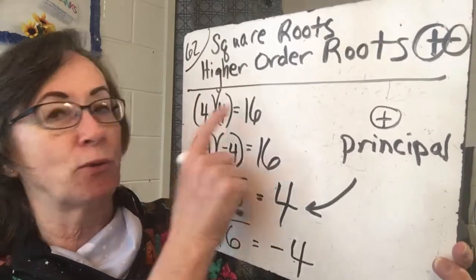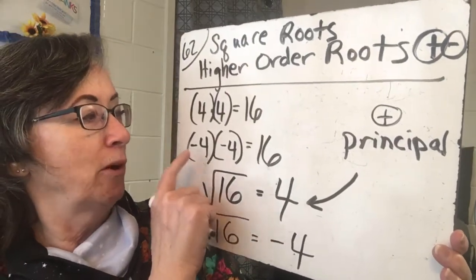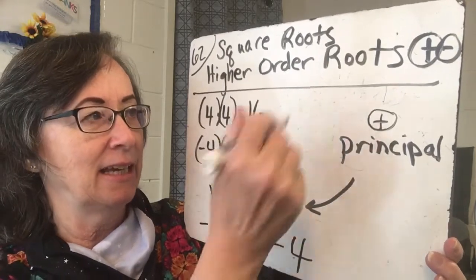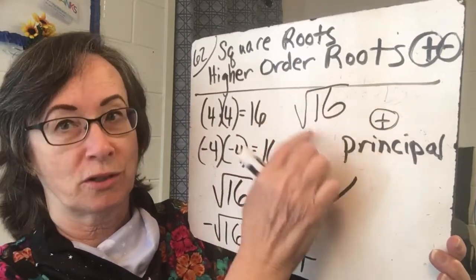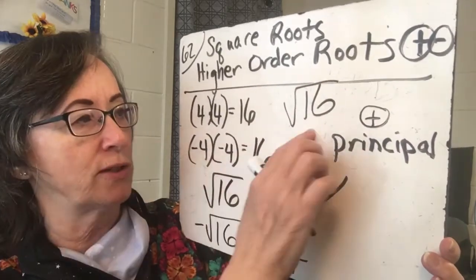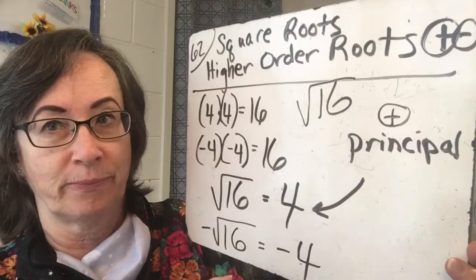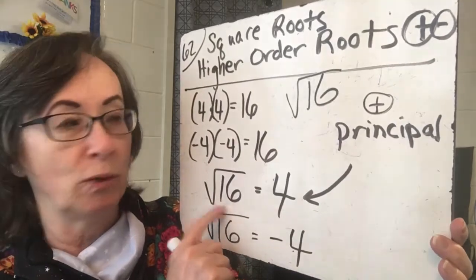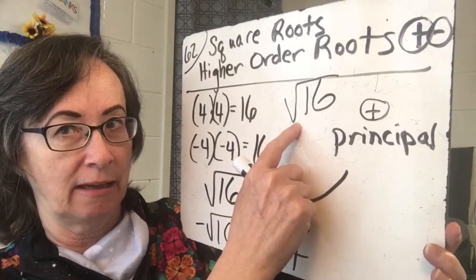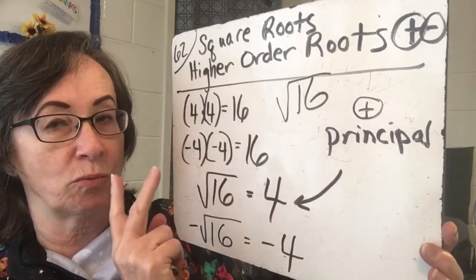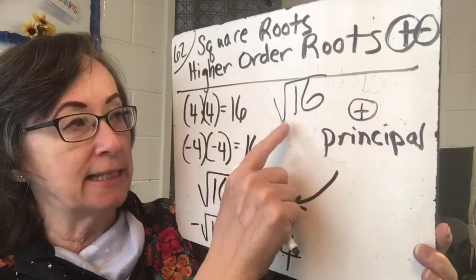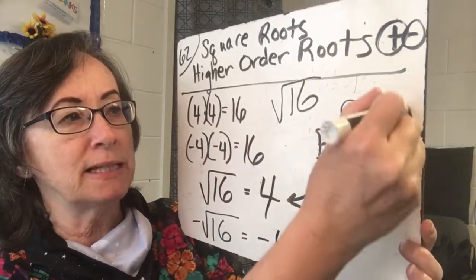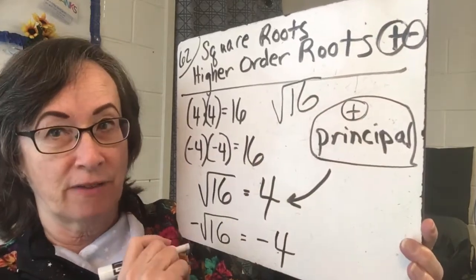Okay, so we have 4 times 4 is 16. Everybody would agree with that. Square root of 4 times square root of 4 is 16. So we would agree that 16 has 2 square roots, 4 and negative 4. However, all across the world, we have come to accept that when we see this symbol, square root of 16, we're not looking for 2 solutions. We're looking for 1. The square root of 16, this radical sign with something underneath it, has come to be known as the principal square root, or the positive of the 2 square roots.